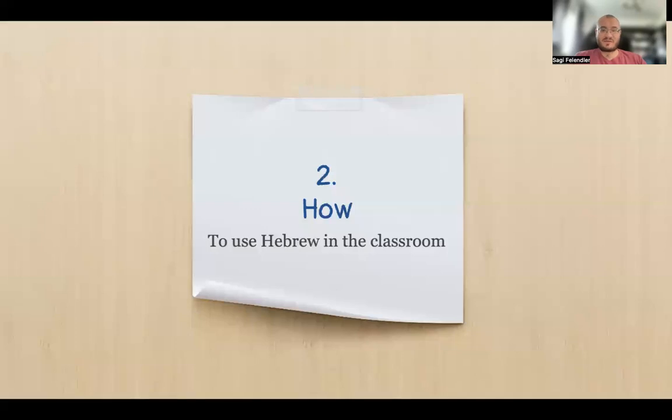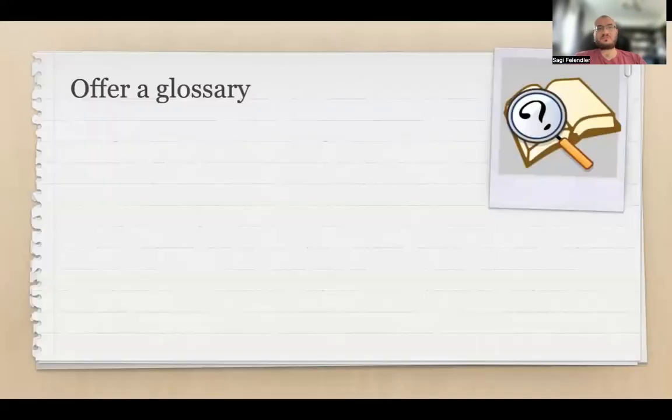Now let's talk about the how. The how refers to what we can do to use Hebrew in this mild yet productive yet cautious manner. Okay, so how can we use Hebrew to help us run English speaking classes?